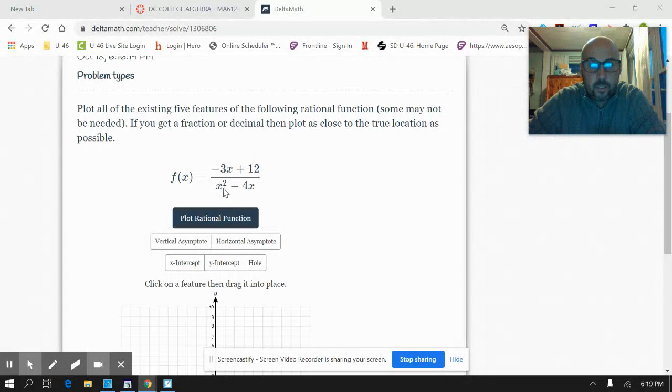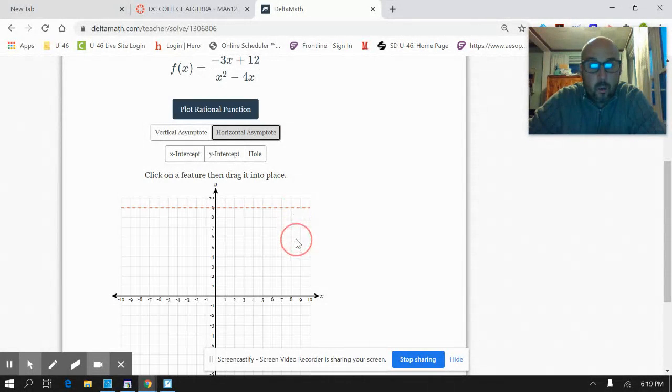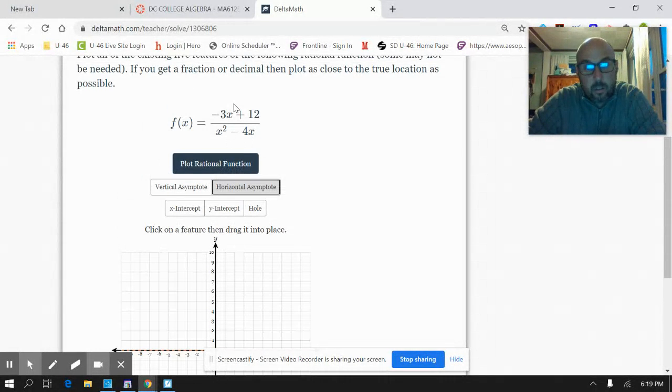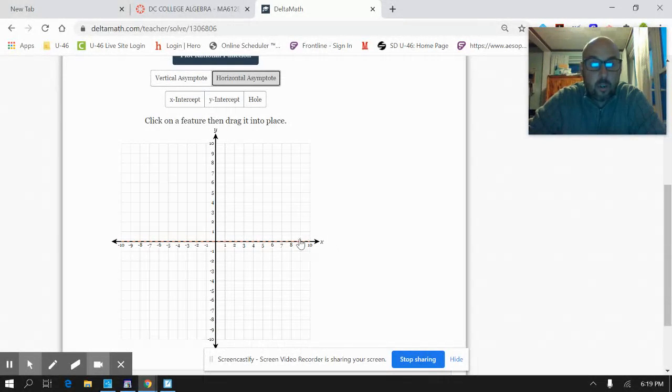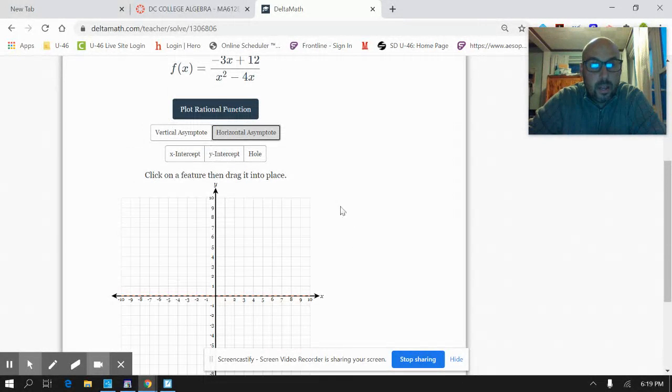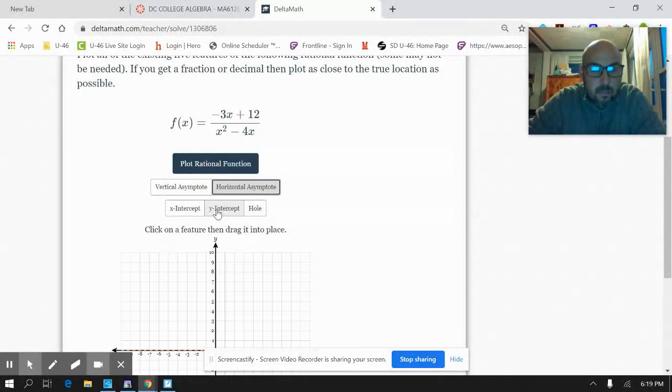the denominator's degree is bigger than the numerator's degree, so that means it does have a horizontal asymptote of y equals 0. Whenever the degree in the bottom is bigger than the degree in the top, you've got a horizontal asymptote of y equals 0.